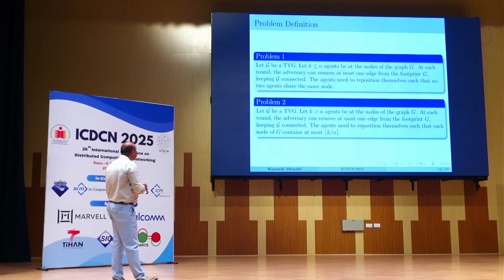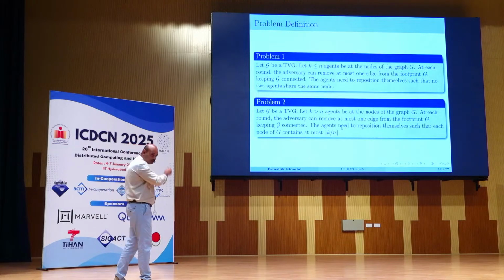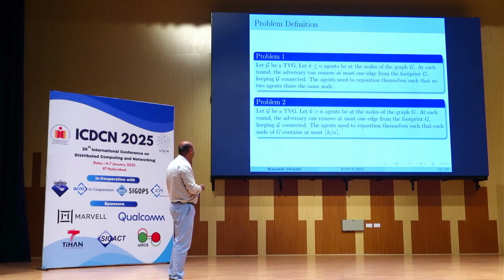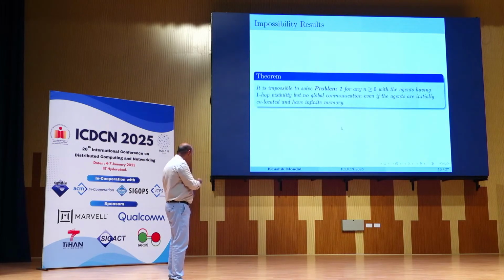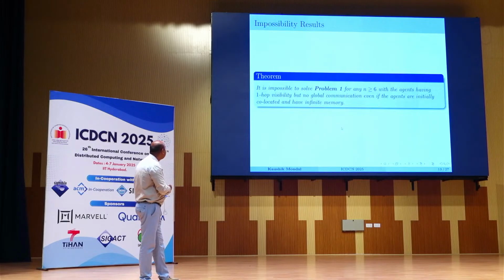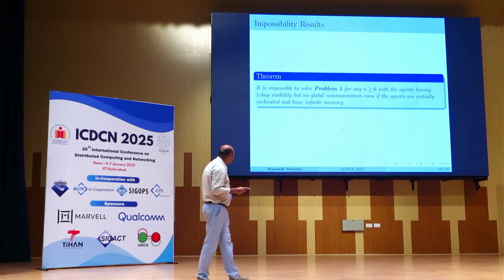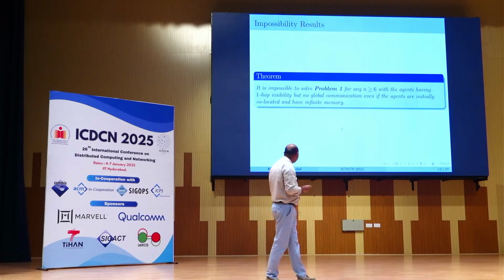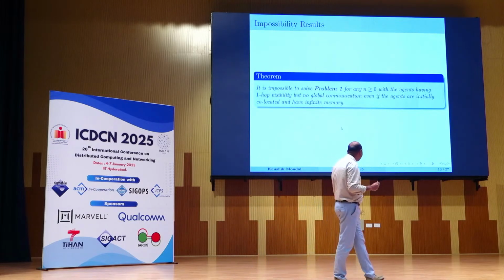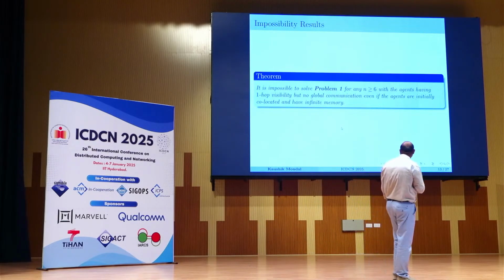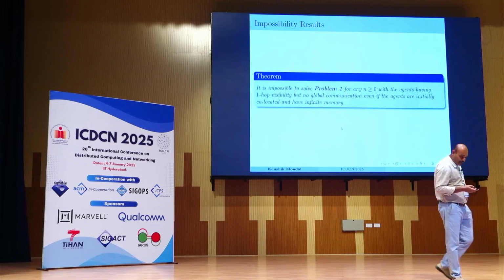So now, problem 1 is the original dispersion problem with k equal to n agents, and here we are also keeping a problem 2, which is with k greater than n agents, which was proposed in TMC 2019. Then we have some impossibility results. We say that it is impossible to solve problem 1 for any n greater than or equal to 6 with agents having 1-hop visibility but no global communication, even if the agents are initially co-located and have infinite memory.